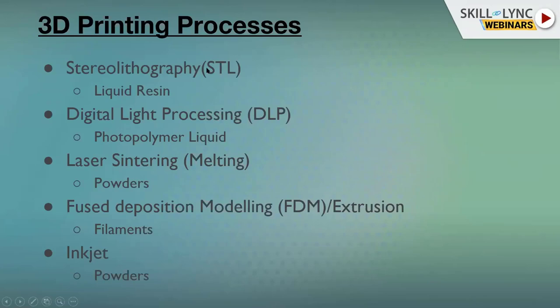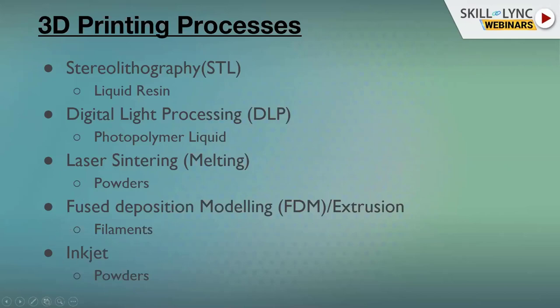So we'll talk about stereolithography, also known as STL, which uses liquid resin as a raw material. We'll speak of digital light processing, which is called DLP, which uses a photopolymer liquid. There's laser sintering, also known as melting. It uses powders as a raw material. Fused deposition modeling, also known as FDM, that we have spoken about. I might have brought this up multiple times before. It's also known as extrusion, and it uses filaments as a raw material.